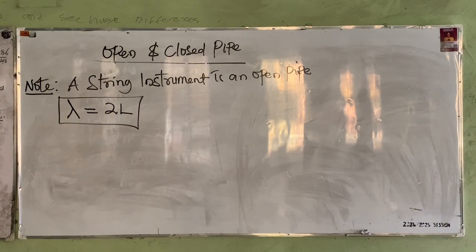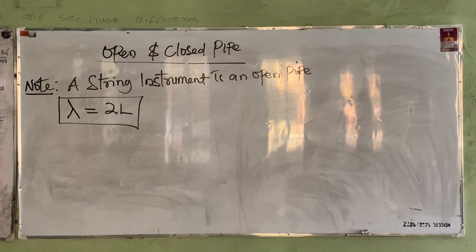A definition for closed pipe. Please write: closed pipe. Closed pipe is a tube that is open at one end and closed at another end. Full stop there.